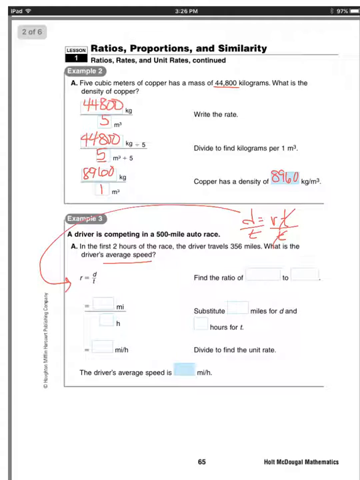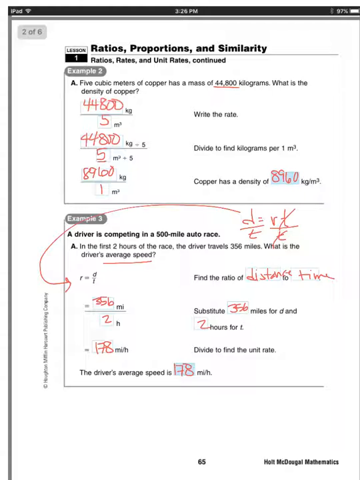So we're going to find the ratio of distance to time. Okay, and we are going to substitute in 356 miles for D and 2 hours for T. Then we're going to divide 356 by 2 and get 178. So the driver's speed is 178 miles per hour. Okay, remember this is a race, like a NASCAR race.